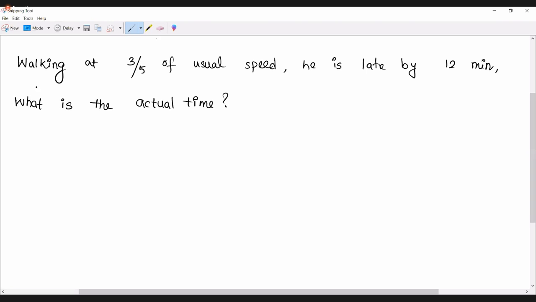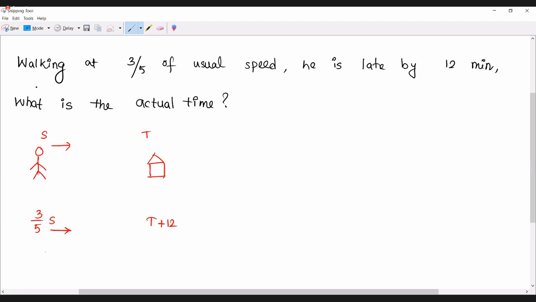I'm trying to solve this question like this. For example, if the person is walking at his regular speed, he might reach the destination in a regular time of t. But as per the data, he is moving with 3 by 5 of usual speed and he is late by 12 minutes. Because he is late by 12 minutes, I am taking the time as t plus 12. T plus 12 indicates that on top of the actual time, there are 12 minutes extra.